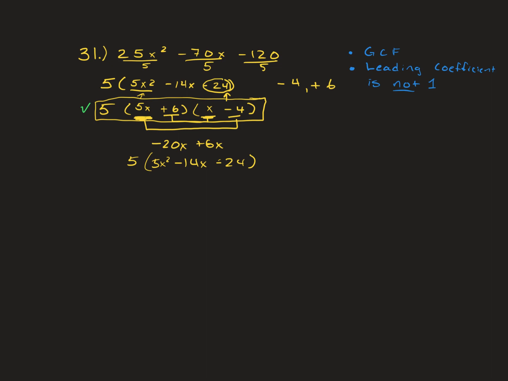I checked it down here, but really I should take it one more step and distribute to verify that takes me back to the original answer. So 5 times 5x squared is 25x squared. 5 times negative 14 is negative 70x. And 5 times negative 24 is negative 120, which matches my original answer. So I have checked that one as well.